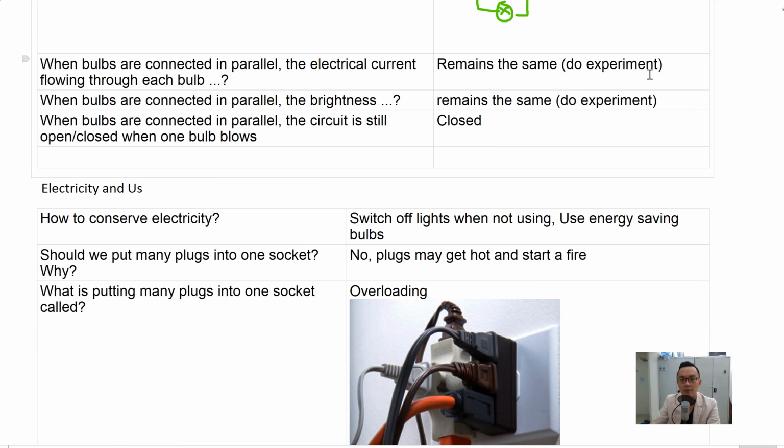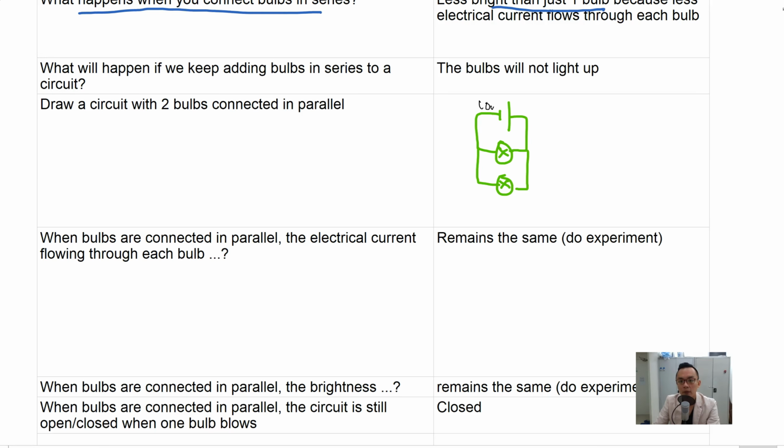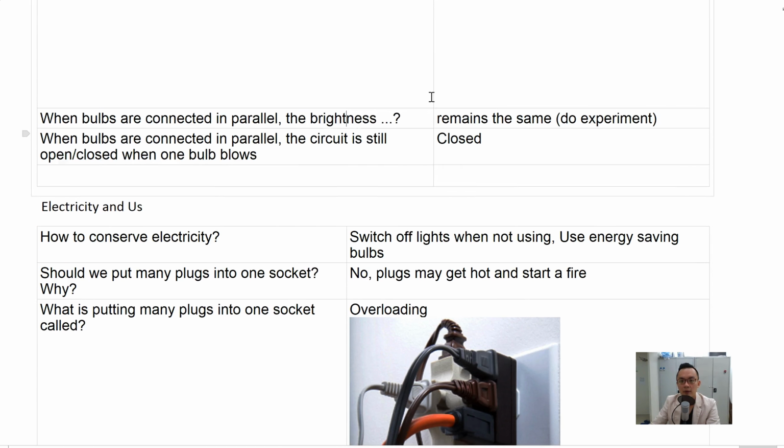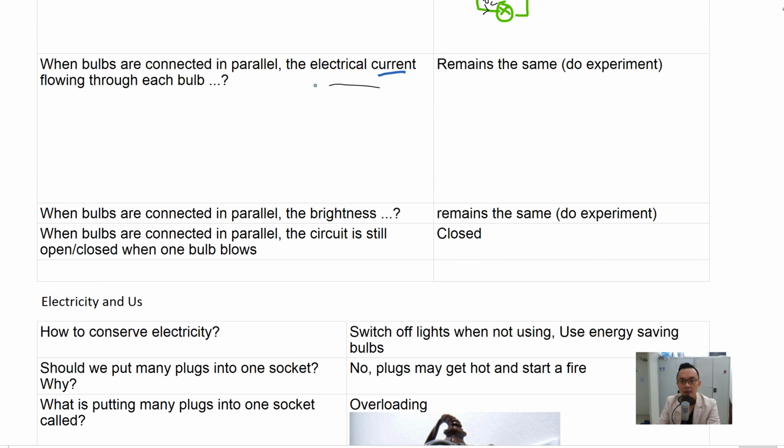When bulbs are connected in parallel, the electric current flowing through the bulb remains the same. All right, so again, I say I have 10 current going through, coming down. So this is still 10 currents. This is still 10 currents. Okay. All right. So electric current remains the same when you connect in parallel. So when you connect in parallel, the brightness remains the same because the current remains the same. Therefore, the brightness also remains the same because the brightness of a bulb depends on the current flowing through it.